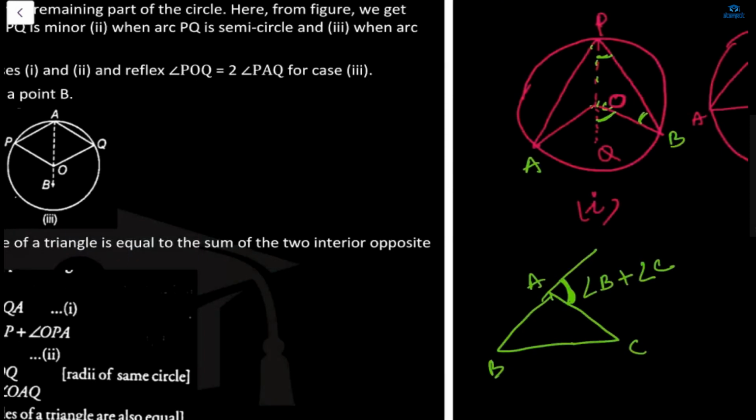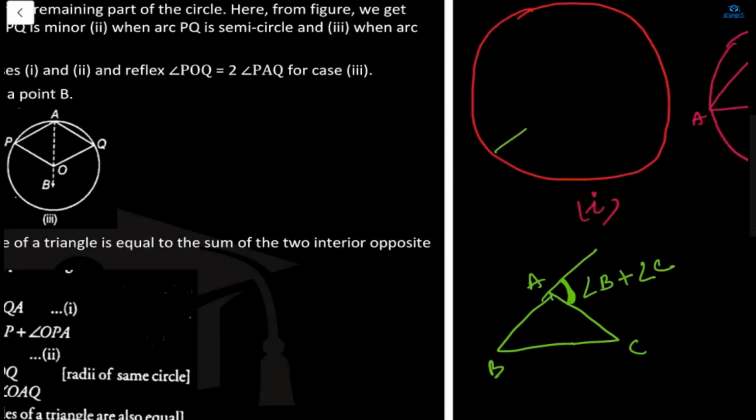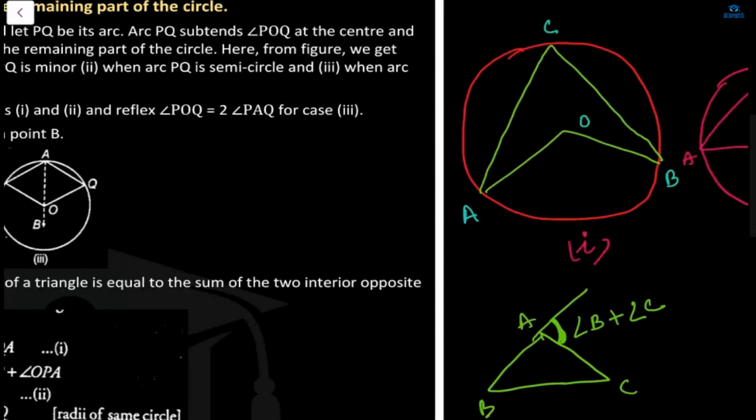So angle QOB will be equal to... I'm using different colors so it is clearly visible to you. Excuse me, ma'am, can you explain the triangle once again? Yes, ma'am.